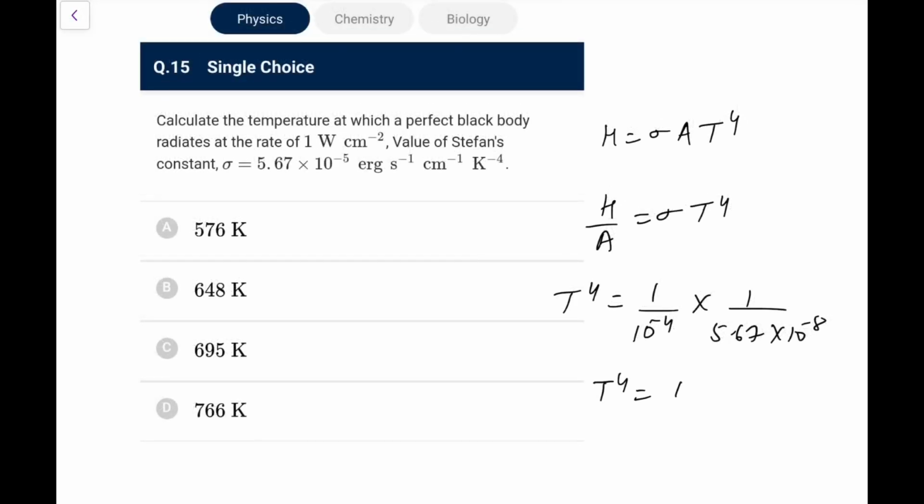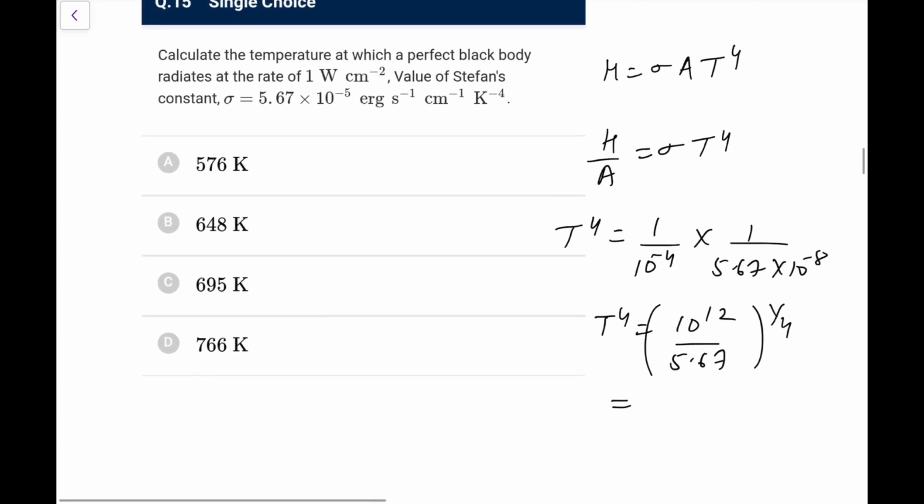So T to the power 4 comes out as 10 to the power 12 upon 5.67, to the power 1 by 4. So what we will have is 10 cubed divided by 5.67 to the power 1 by 4. So you can make it out, it would be less than 2, 1 point something, and 1000 upon 1 point something. That means this would be greater than 500 for sure. And if you do it exactly, now it's a tough ask to do.